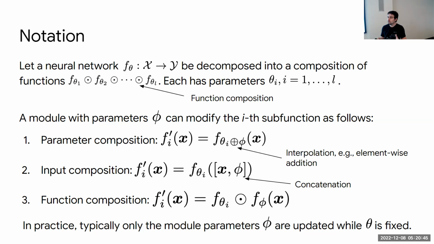The main reason why we are going to be talking about these modular parameters is that in practice, when we fine-tune the model, we typically keep all of the parameters theta of the main model fixed, and only update the parameters phi of these modular representations. So these are treated as separate, and separately updated from the remaining parameters of the model.